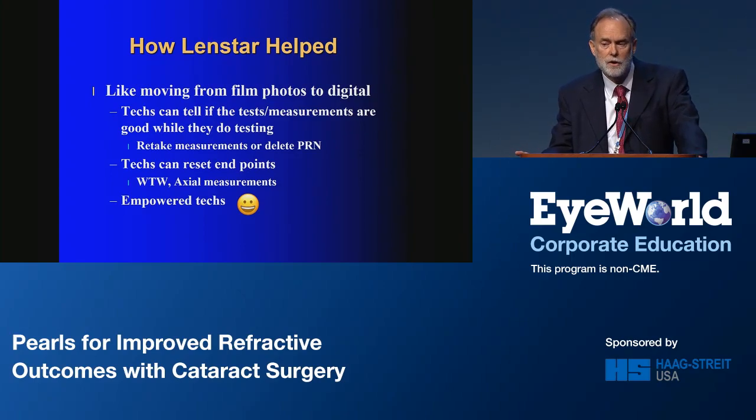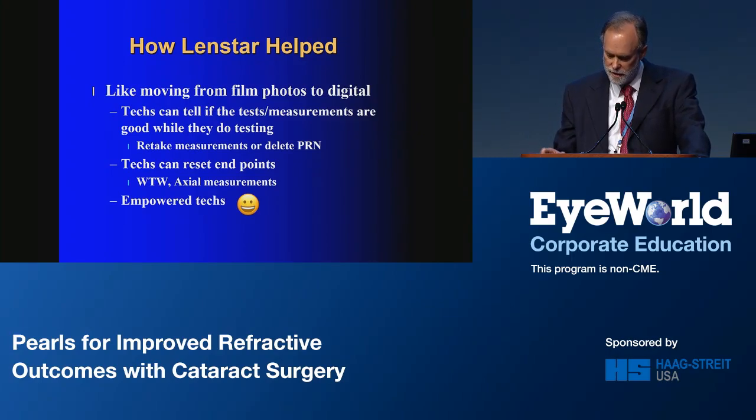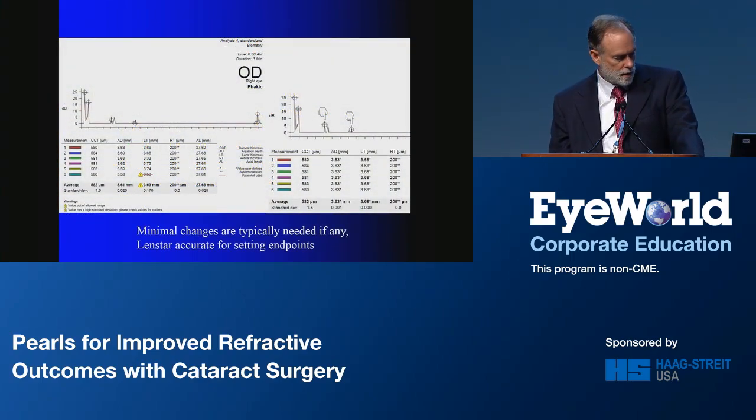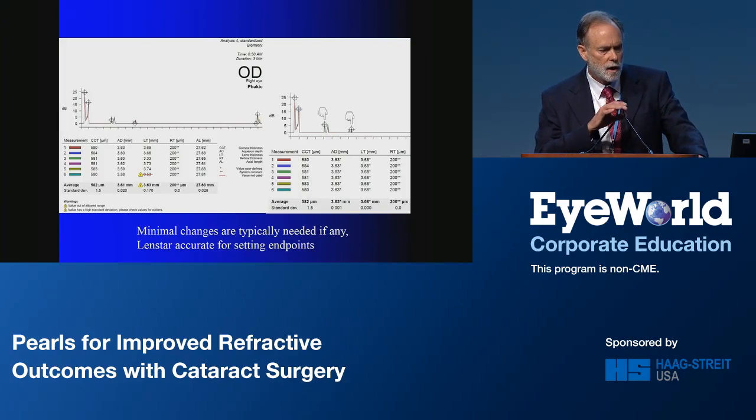And the techs can also reset the endpoints if needed on some of the tests, like white to white and axial measurements. This empowers our techs, and that of course leads to happier techs and an easier flow in the office. So what we have here, and I guess I don't have a mouse to show any of this.